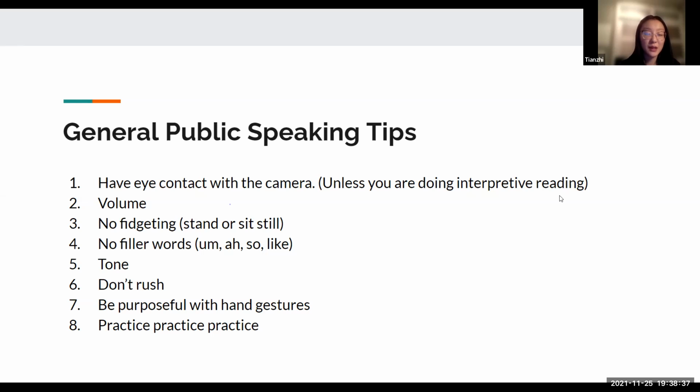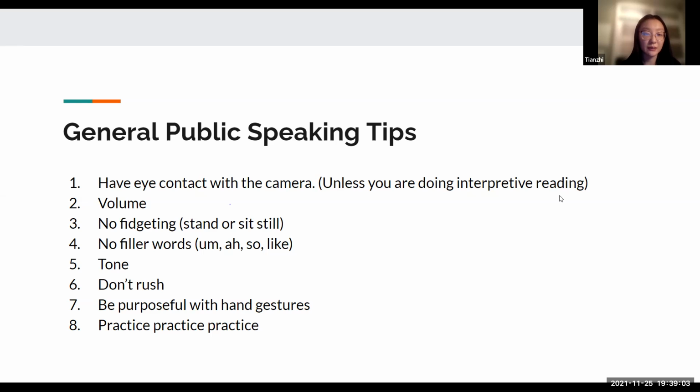Second is volume. Make sure you are speaking loudly and that your microphone is picking up all of the things that you are saying in a loud and clear way. So listen back to the recording, have a Zoom call with your friend or a Discord call with your friend and see how you sound. Am I loud enough? Am I not loud enough? These are things that will impact how you're scored.